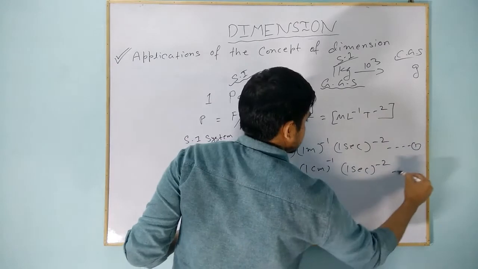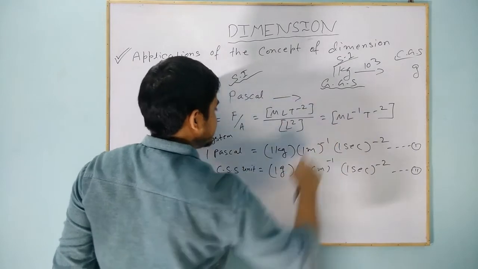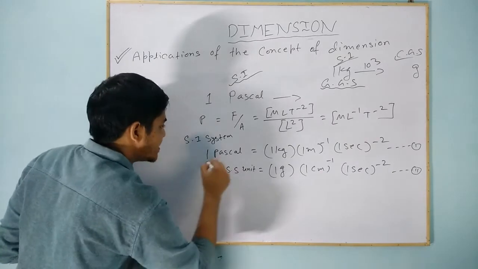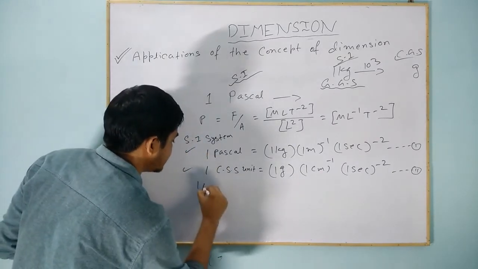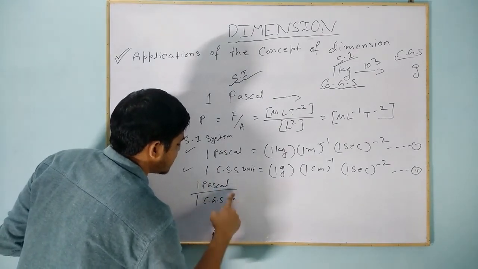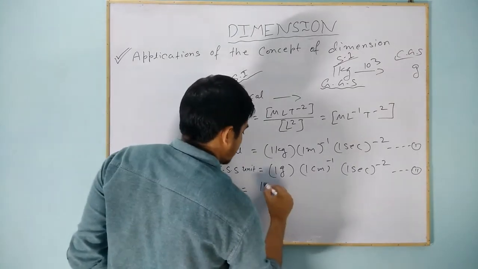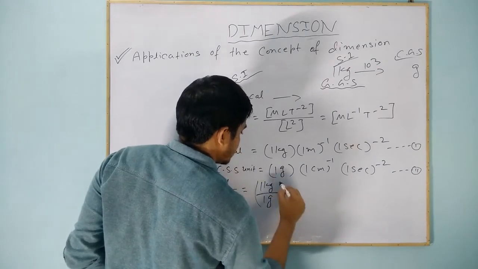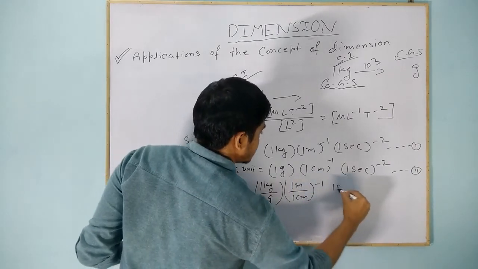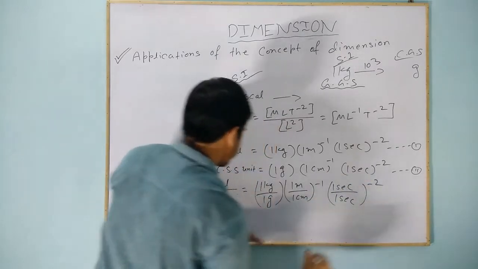Let's say this equation is 1, this equation is 2. I'm just putting the values of mass, length, and time in SI and CGS. I'm not doing anything else. Now, dividing equation 1 by 2, we get 1 Pascal upon 1 CGS pressure, the value of which we still don't know, is equal to 1 kilogram upon 1 gram into 1 meter upon 1 centimeter whole raised to the power minus 1 into 1 second upon 1 second whole raised to the power minus 2.